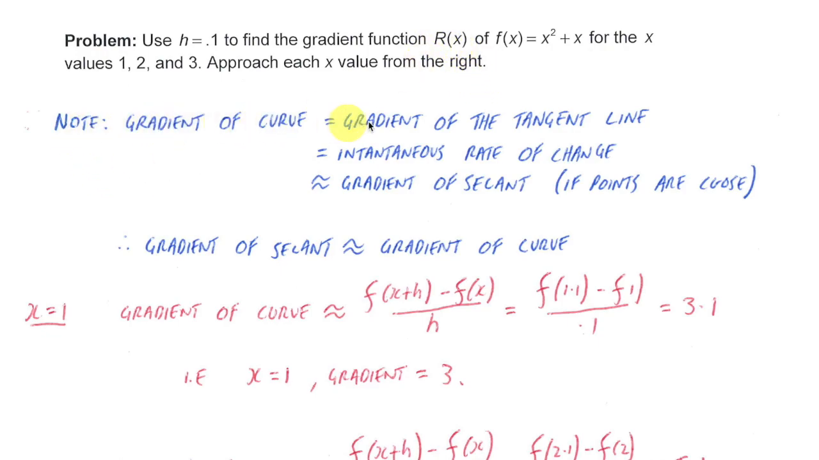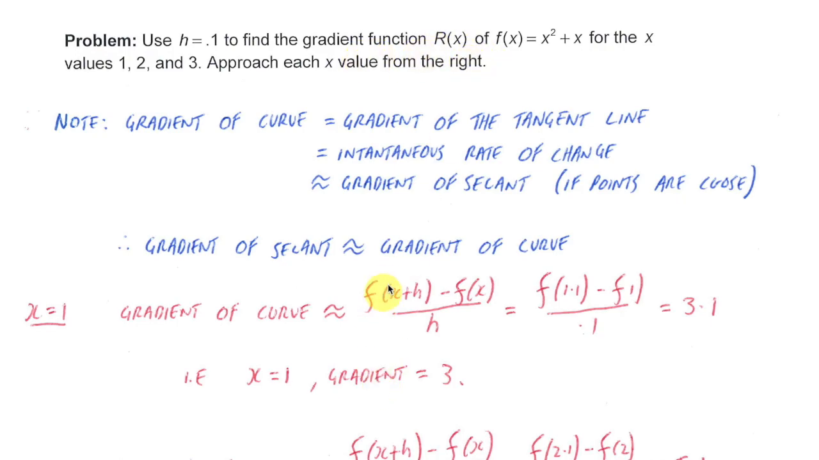The gradient of the curve is going to equal the gradient of the tangent line, which is equal to the instantaneous rate of change, and that's equal to the gradient of the secant of the points that are close on the curve. So that's that idea of x and x plus h, where the horizontal distance between the two is very close. So the gradient of the secant is going to be approximately equal to the gradient of the curve.